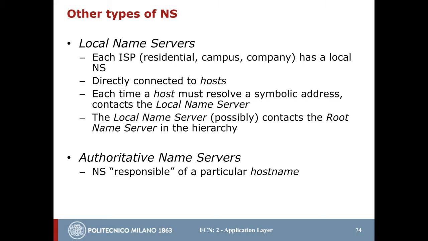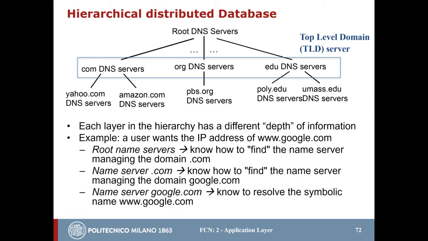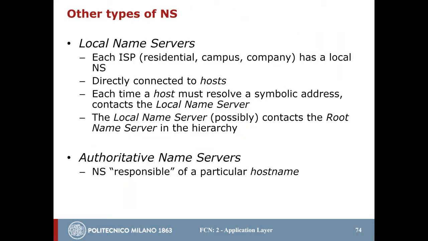And the authoritative name servers are also name servers that are responsible for a particular host name. So in the previous example, the authoritative name server is, in this case, the name server of the domain google.com, which holds information to resolve that specific name. So each symbolic name has an authoritative name server with a specific line in a table that is referring to that name, where you can find the corresponding IP address.